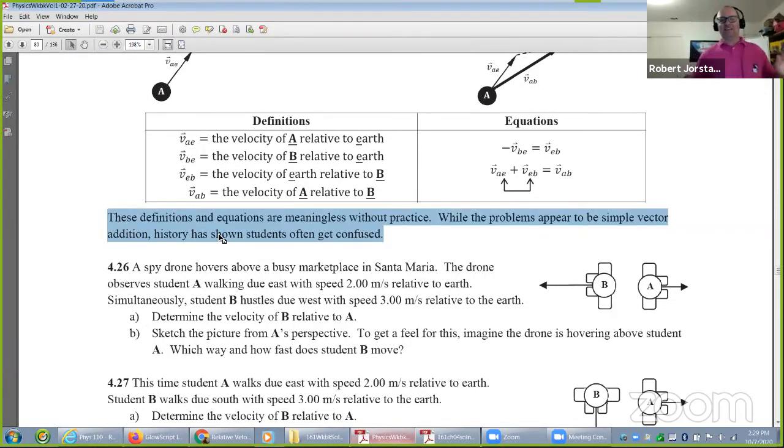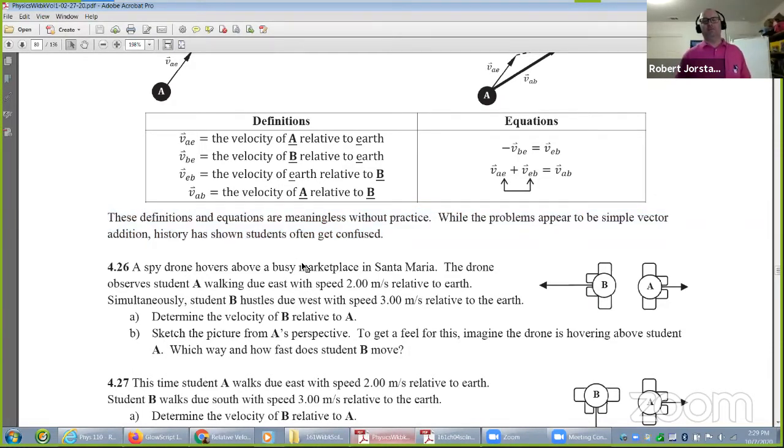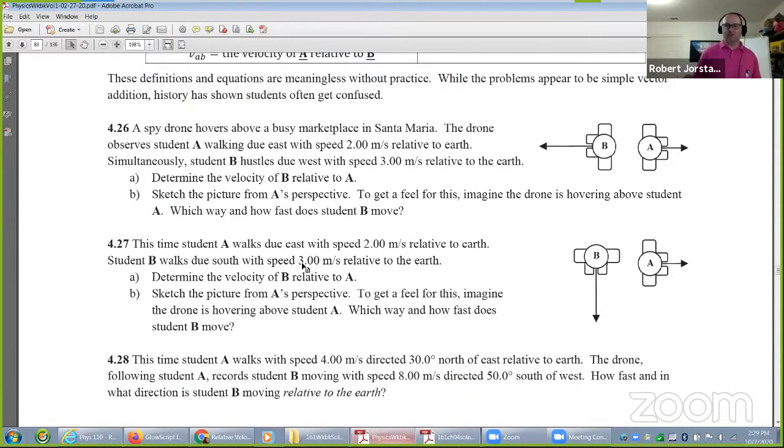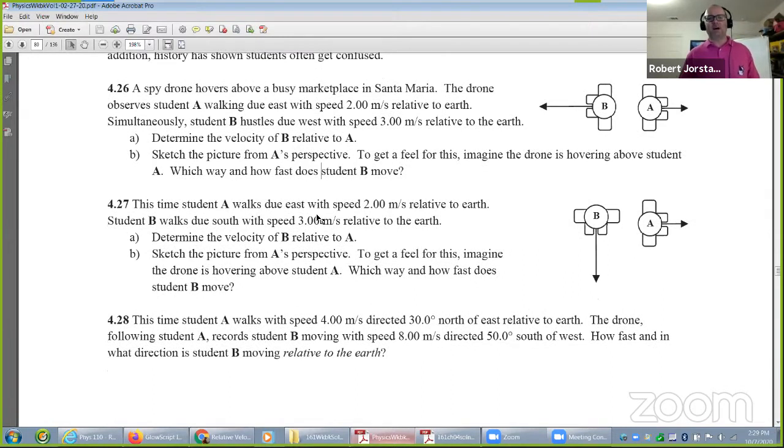These definitions and equations are meaningless without practice. While they're going to seem simple for the first one, two, or three, you would be surprised. Almost every year, students miss relative velocity questions, especially in 161 when I make them difficult. So let's start as simple as possible and do it with the full notation so you get used to it, even if it seems easy.